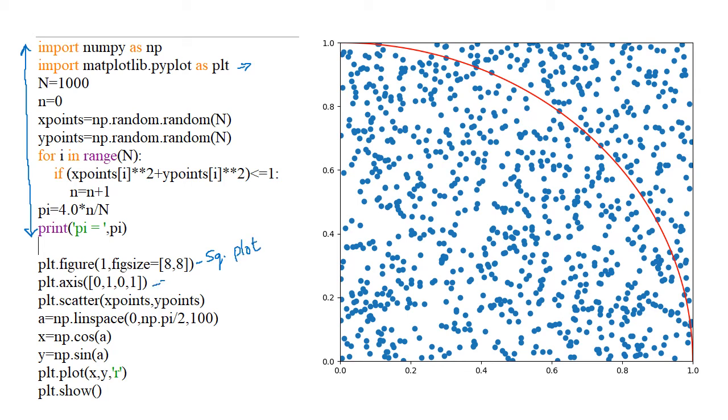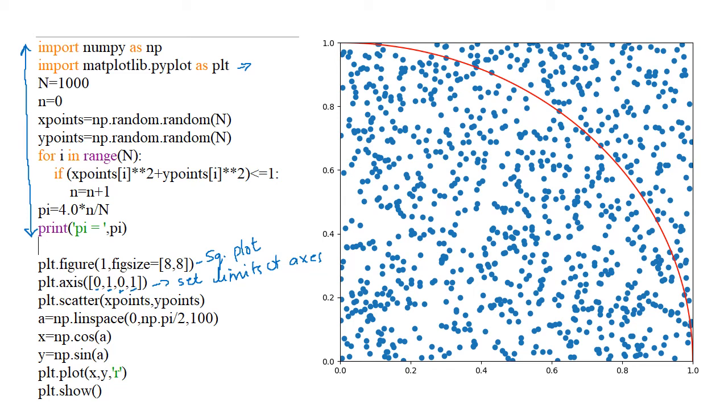and here we set the limits of both axes. So the x lower limit is 0, the y lower limit is 0, the x upper limit is 1, and the y upper limit is 1. Then we just plot all those points. We have selected n random points. So the x coordinate of them is in x point and the other is in y point. We just scatter plot them.